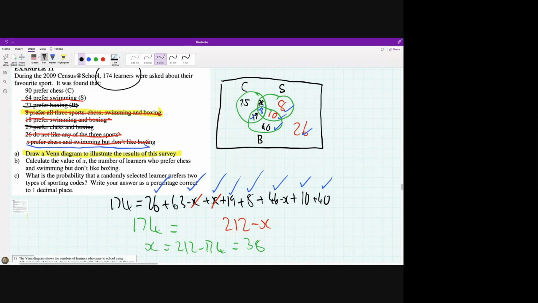Calculate the value of x. Oh, I've just got that. The answer was 38. So it is.